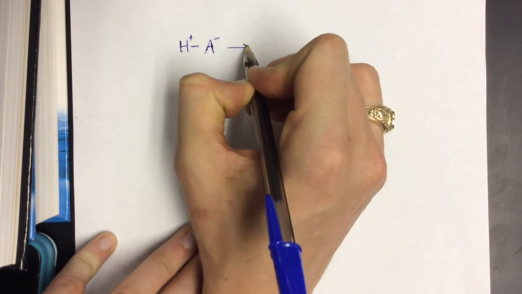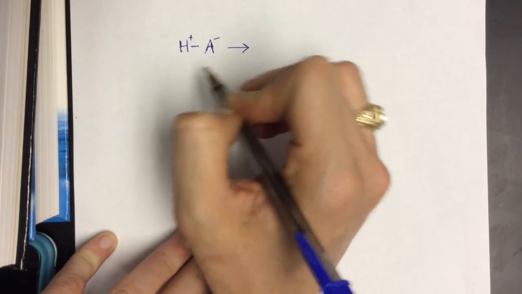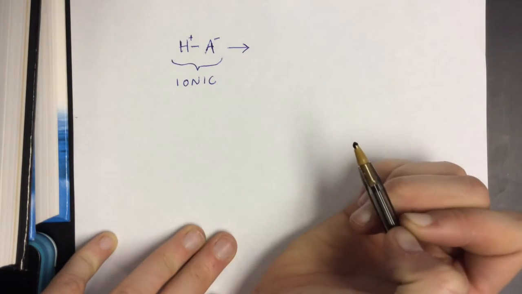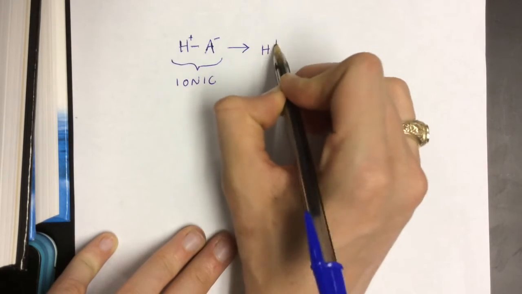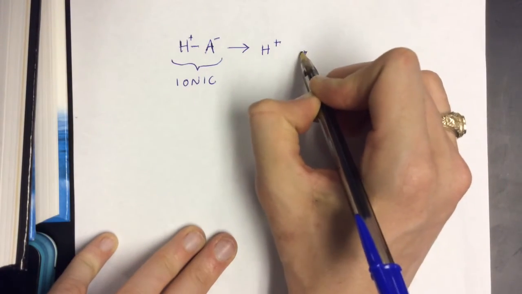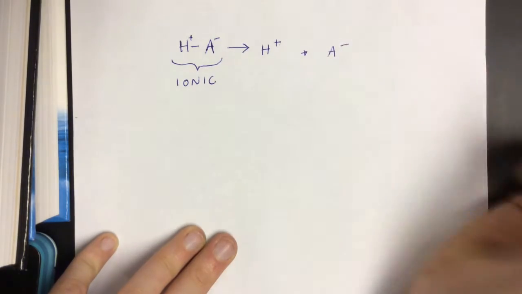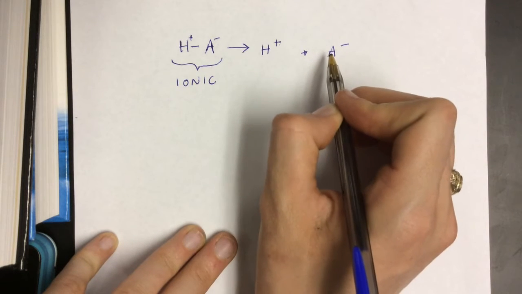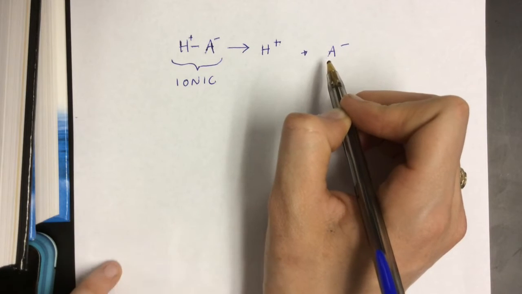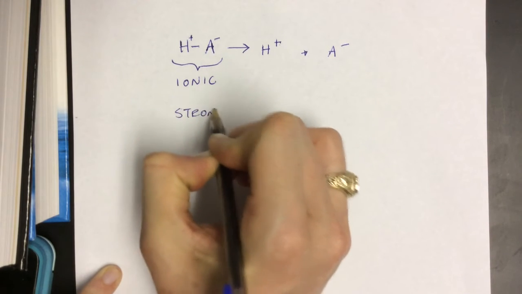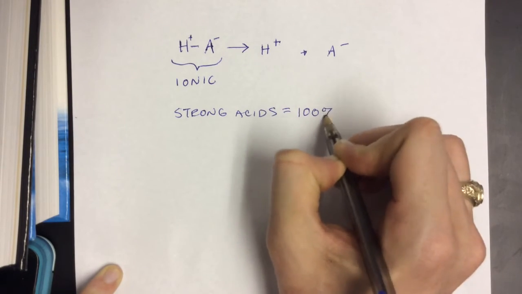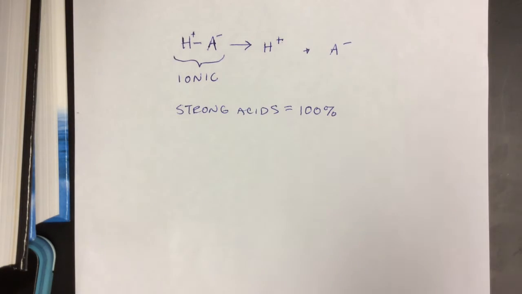Well, when I dissolve those in water, remember that water is going to separate them apart because these are connected with an ionic bond. So when it separates them apart, I get H plus in solution and A minus. So this could be anything. The important thing to know is that the hydrogen splits off from the base. Now, in strong acids, that's going to happen almost 100%. I say almost because there's some amount of variability, but almost 100%, and it only happens with strong acids.